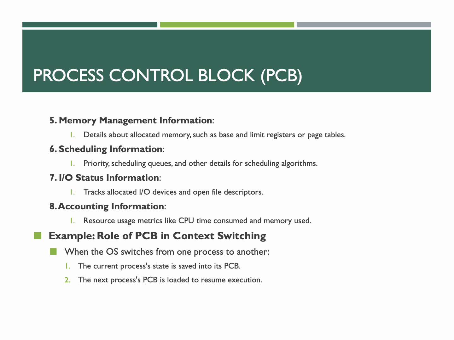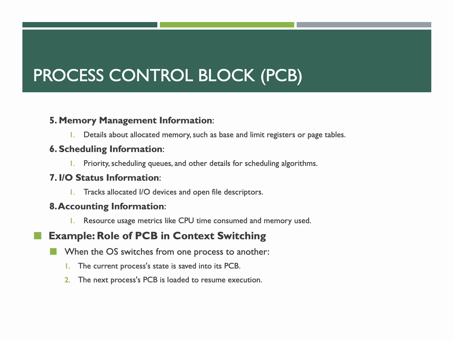Next is scheduling information. This stores the process priority, the scheduling queue it belongs to, and other data required by the CPU scheduling algorithms. And it also enables the OS to efficiently schedule and manage multiple processes. Next is I/O status information. Now it tracks information about the I/O devices allocated to the process and open file descriptors. I/O means input output. So this ensures smooth handling of input output operations.